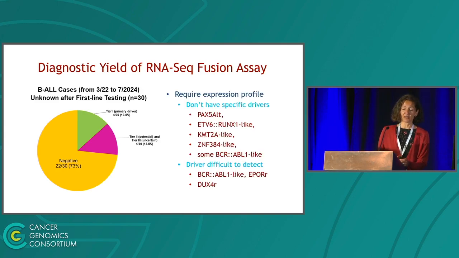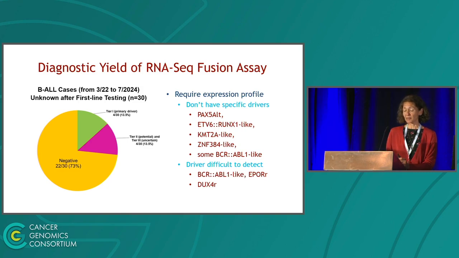So that made us realize that what we are currently missing in our BLL testing are not oncogenic fusions, are not the cases that have specific defined drivers. We are mostly missing cases that don't even at this time have known specific drivers that define those subtypes. Those are subtypes that are at present only defined based on the expression profile. And there are quite a few of those in pediatric BLL, including PAX5-ALT and ETV6-RUNX1-like and KMT2A-like and some others.